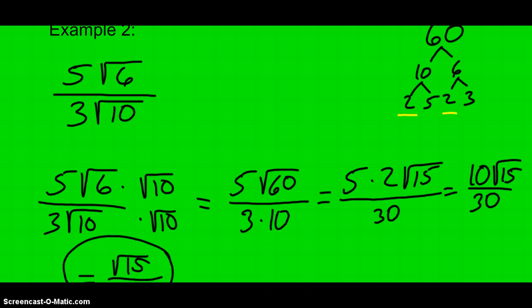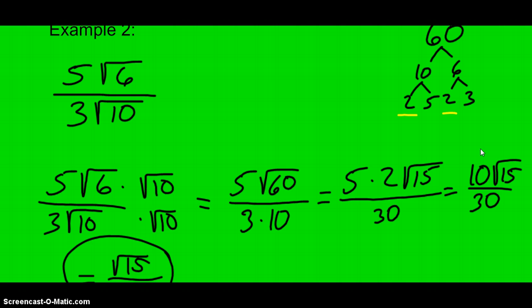Now I look at the number 60, and I do my factor tree, and you can see that in the upper right-hand corner again. I have a pair of 2's and a lonely 3 and a lonely 5, so that makes 2 times the square root of 15. However, the 5 is already up there, so I have 5 times 2 times the square root of 15, and on bottom, my 3 times 10 became 30. Then on top, I multiply my 5 times 2, giving me 10 radical 15 over 30.